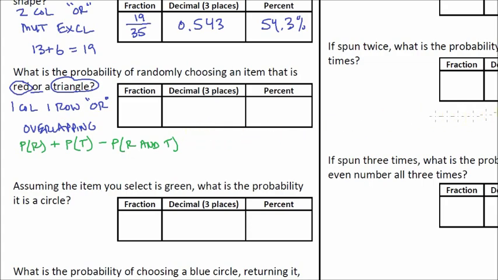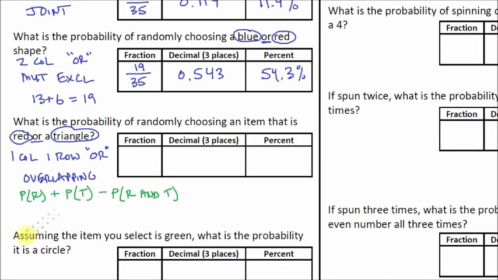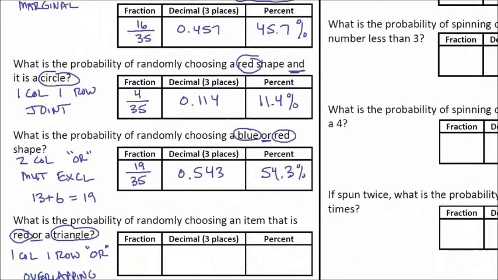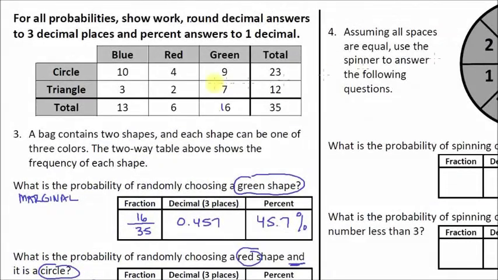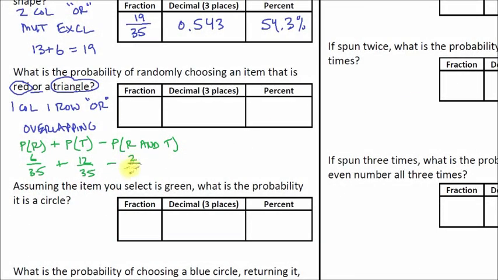All right, so let's take a look at that. Probability of picking red is 6 out of 35. The probability of picking a triangle is 12 out of 35. And then remember, class, we've got an overlap here. Some shapes in the bag are red and a triangle. So red and triangle, there are 2 of them that we have double counted, so we have to get rid of the double count by subtracting those 2.